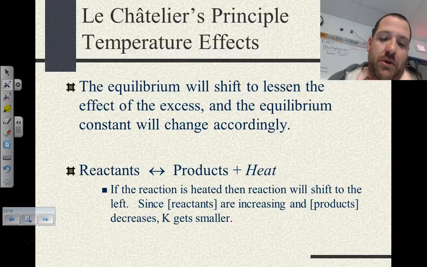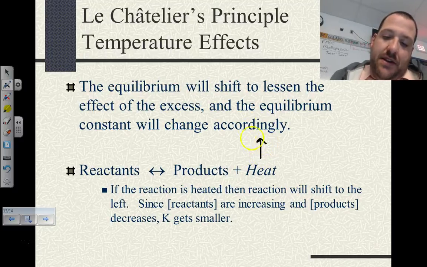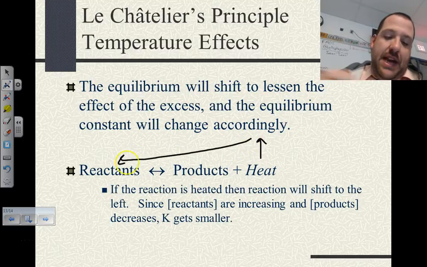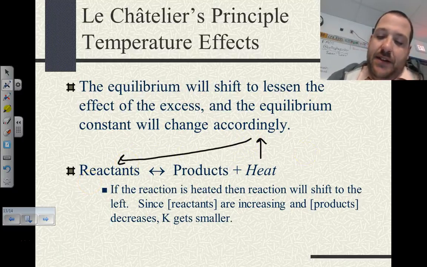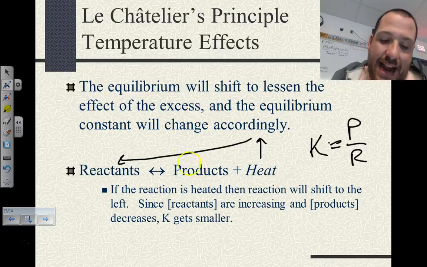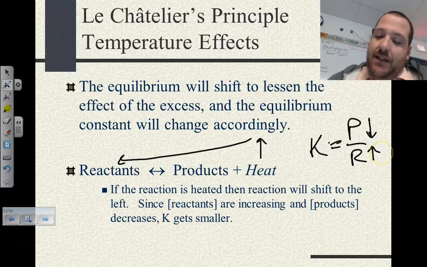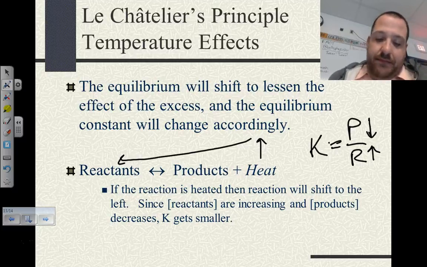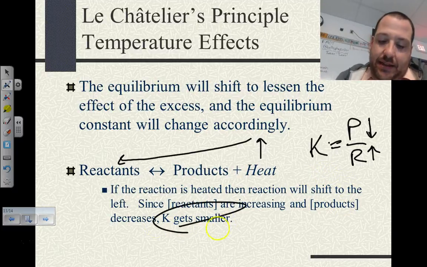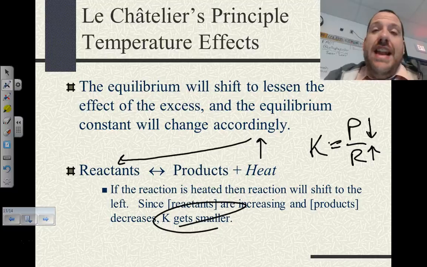Okay, and so what if we have an exothermic reaction? Okay, and now if this reaction is heated, now this works backwards. Again, we're going to shift to the left, and K equals products over reactants, and because we haven't added any products, the amount of products decreases, the amount of reactants increases because we've added heat, and therefore the equilibrium constant gets smaller.